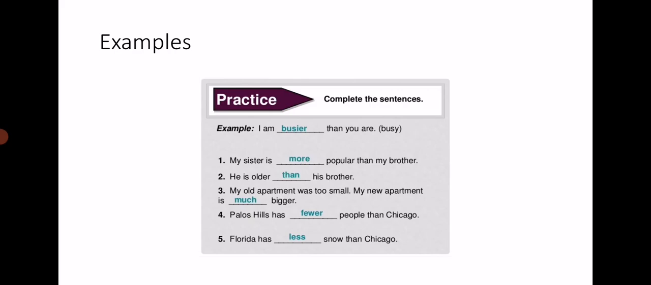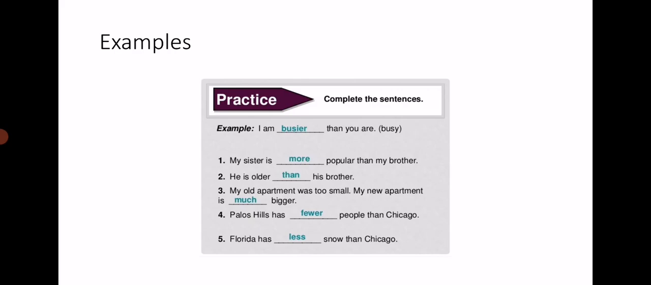Then I have another word. The other word is popular. Popular is an adjective that has two or more syllables. In that case, it's really necessary that we add the word more. Right now, I'm going to say my sister is more popular than my brother.